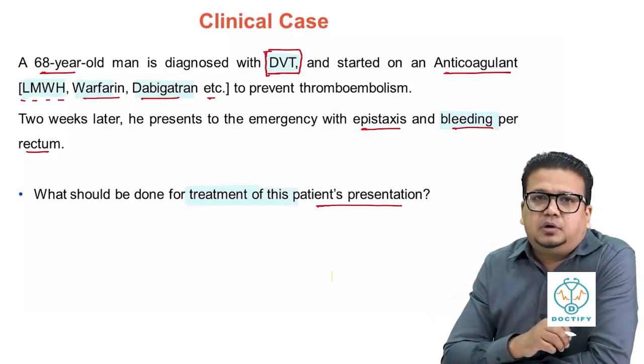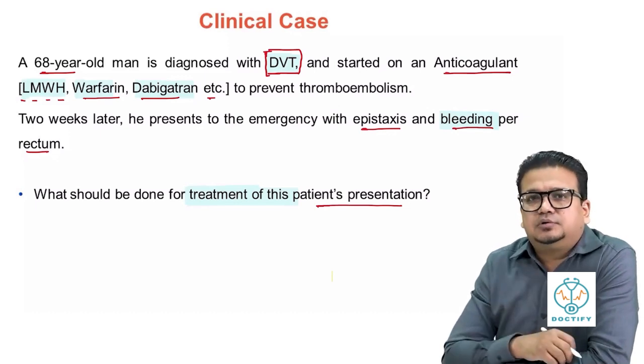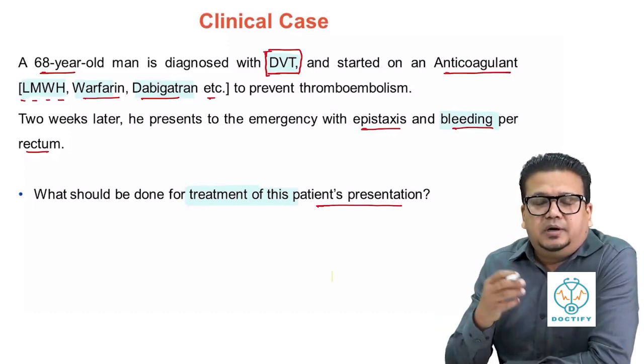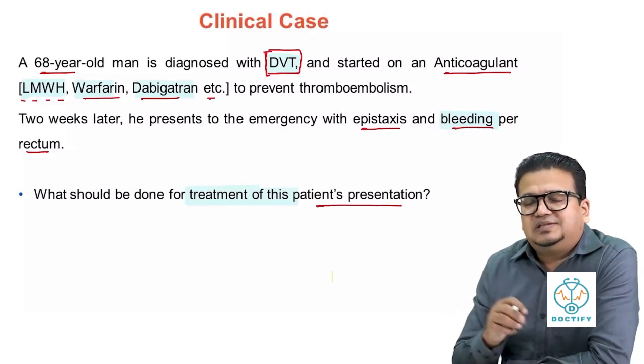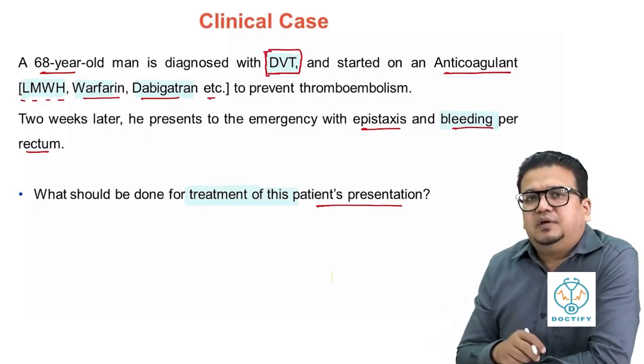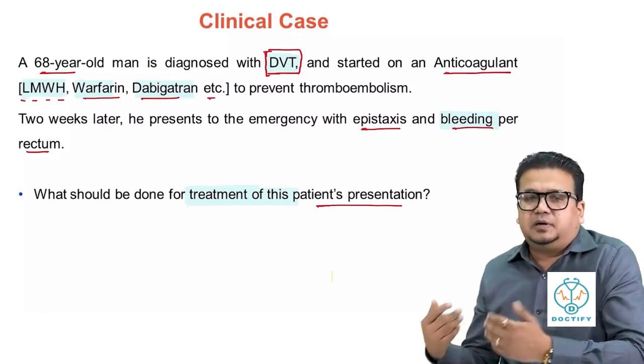So that is one very, very important question that is asked in MCQ and that the clinician should also know, and that is what this clinical case is trying to point our attention to. So as we go along in our discussion of anticoagulants, we will see what are the various anticoagulants and what are the antidotes for treatment of their bleeding. Okay, so that is what we will learn in this particular chapter.